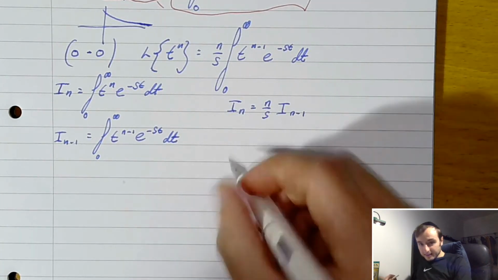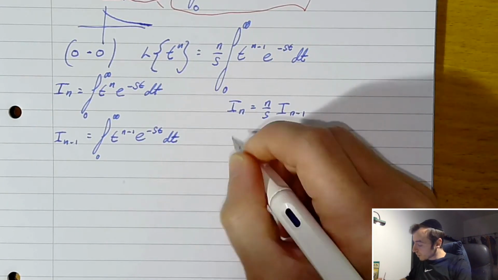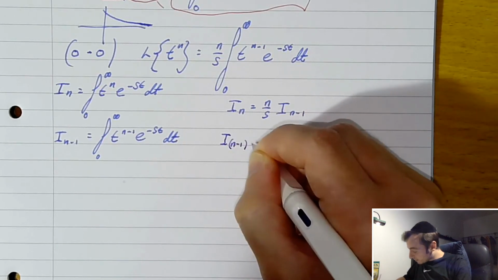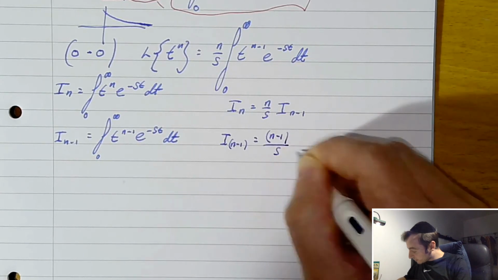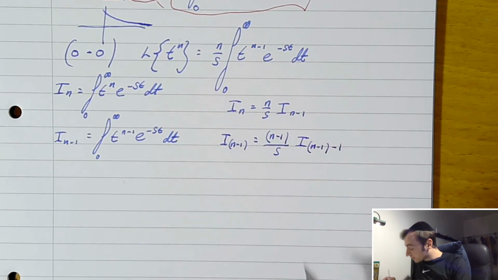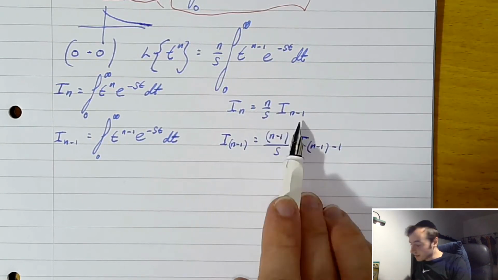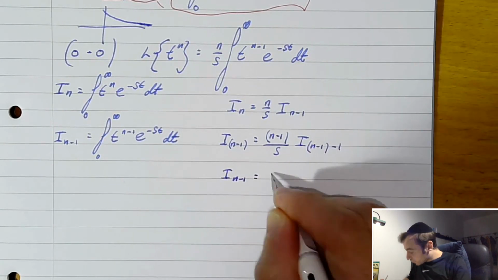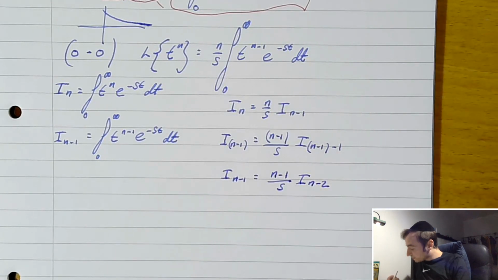Now, let's be a little bit clever. Let's say, okay, what happens if we replace n with n minus 1? So we can say that I_s(n minus 1), which is this, equals n minus 1 on s, I_s(n minus 1 minus 1). And all I've done is replace every instance of n here with n minus 1. So I'm left with I_s(n minus 1) equals n minus 1 on s, I_s(n minus 2).